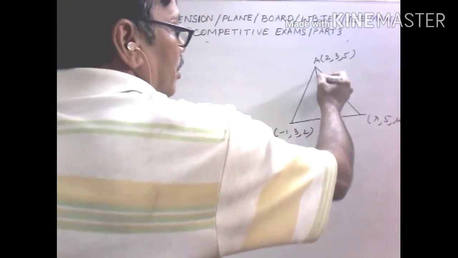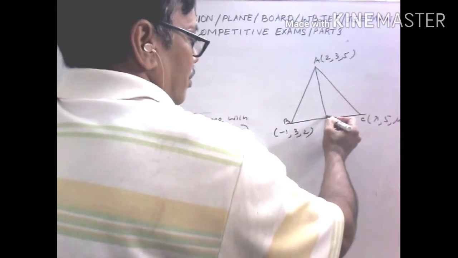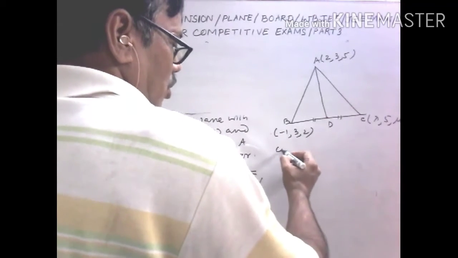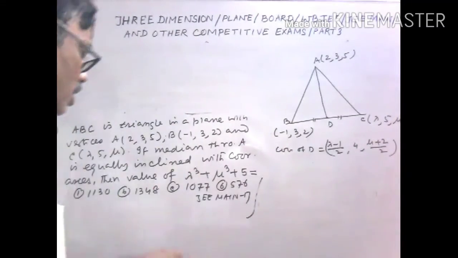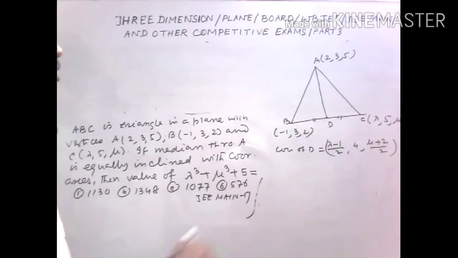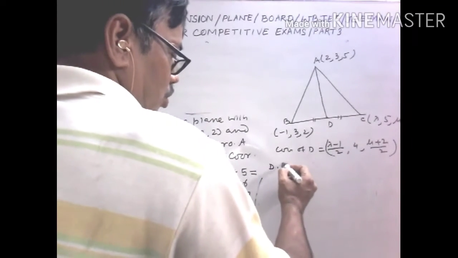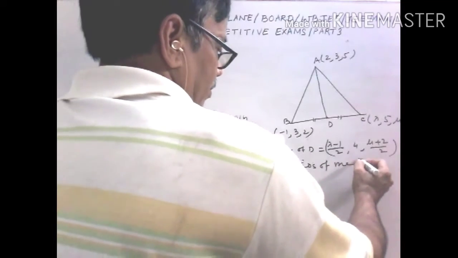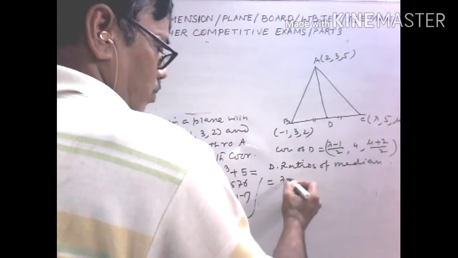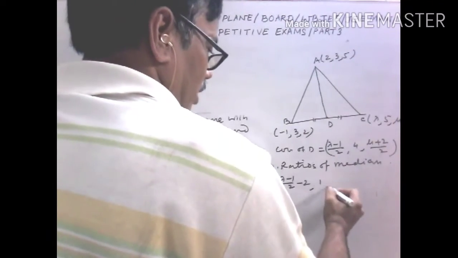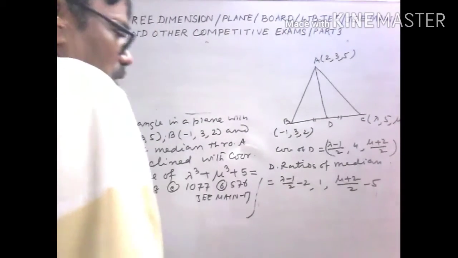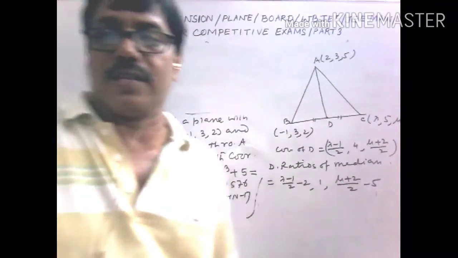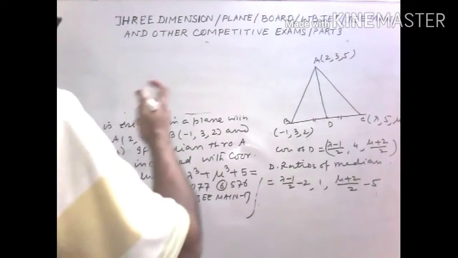The median through A bisects BC, so D is the midpoint. So coordinate of D is (lambda minus 1) by 2, 4, (mu plus 2) by 2. Now the median makes equal angles with the coordinate axes. So the median through A is equally inclined. So the direction ratios of the median are the differences of coordinates: 4 minus 3, this is 1, and this is (mu plus 2) by 2 minus 5.